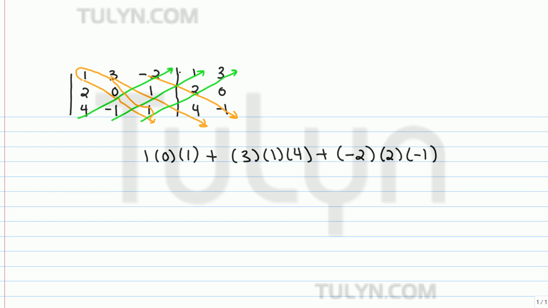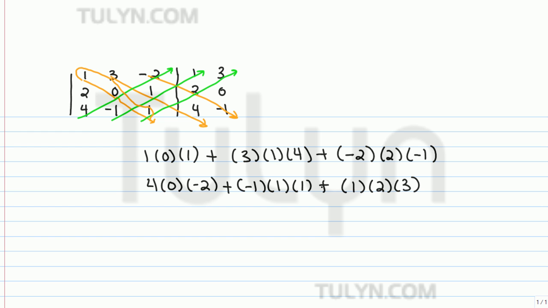Now, for the arrows going up, the green arrows, we want to do the exact same thing. So the first green arrow has 4, 0, and negative 2. So we're going to multiply those together. Then negative 1 times 1 times 1, that's the second arrow. And then the third arrow is 1 times 2 times 3. And again, we want to add these together.